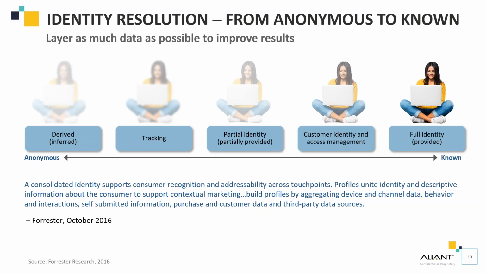A 2016 Forrester report stated a consolidated identity supports consumer recognition and addressability across touch points. Profiles unite identity and descriptive information about the consumer to support contextual marketing. You must build profiles by aggregating device and channel data, behavior and interactions, self-submitted information, that's your zero-party data, purchase and customer data, and third-party data sources. As this slide illustrates, we start with inferred and probabilistic identification and continue to build upon that identity until enough data is collected and stitched together to create that holistic view of the customer identity.